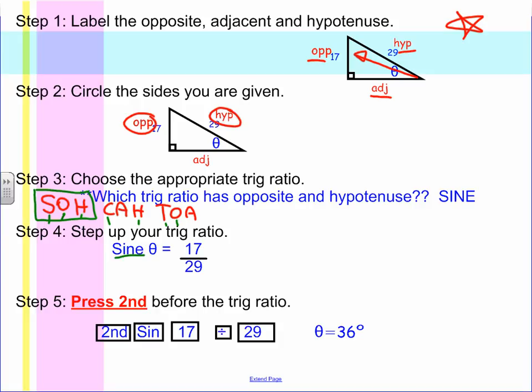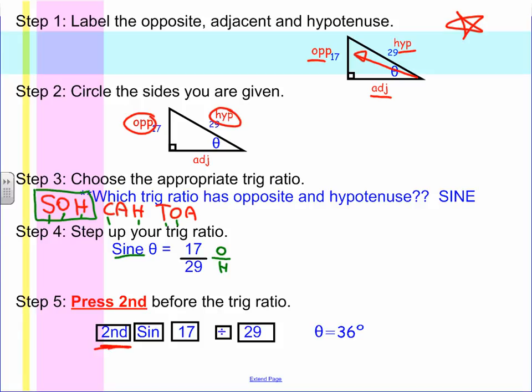In step 4, you see they've set up your sine ratio. Sine of theta is equal to 17 divided by 29. That's your opposite divided by hypotenuse. And in step 5, we actually have to solve this thing. So, before, we used to use regular sine to figure out missing sides, but that only works when you're given an angle. When you're looking for an angle, on your calculator you have to push the second button first.